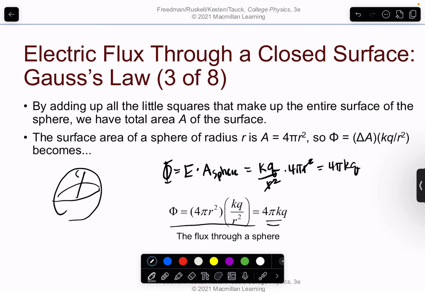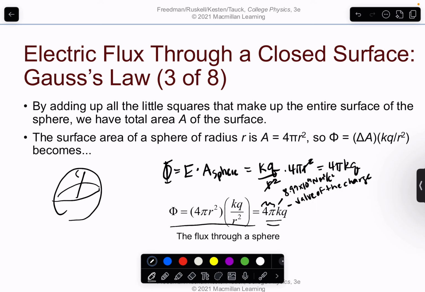Okay, and what is that number? It's a constant number, right? Let's look at that value. What is 4 pi KQ? Well, it's a bunch of letters, right? But what do they mean? Well, this is a number. K is the constant that we've been using, 8.99 times 10 to the 9 newton meters squared per coulomb squared. And Q is a number as well. It's just the value of the charge, right?